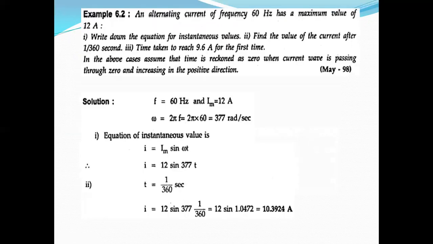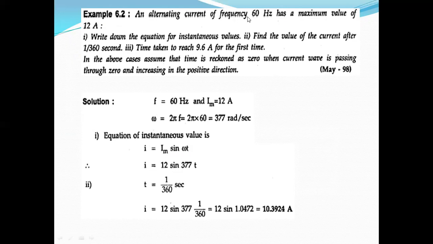Similarly, here the next example is there. An alternating current of frequency 60 hertz has a maximum value of 12 ampere. So its Im current value is given. Im is 12 ampere. Write down the equation for the instantaneous value. The small i equation we have to write: i is equal to Im sin omega t.